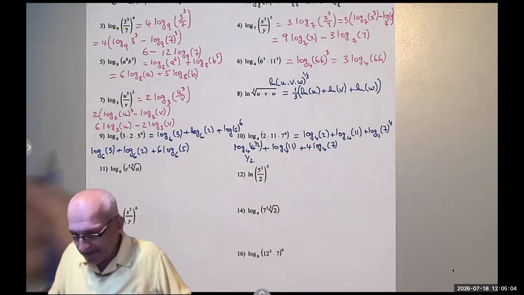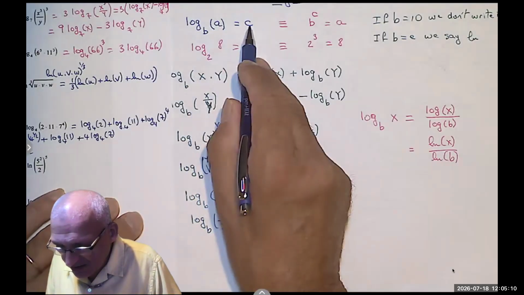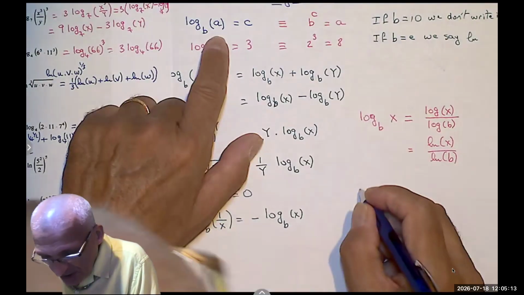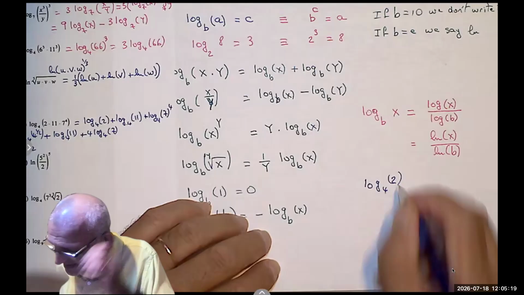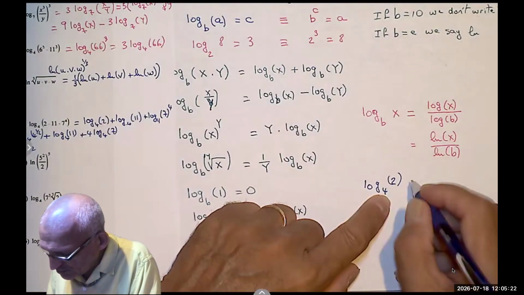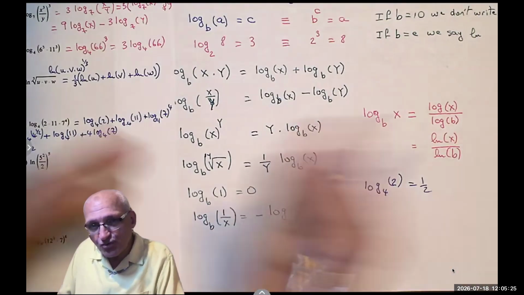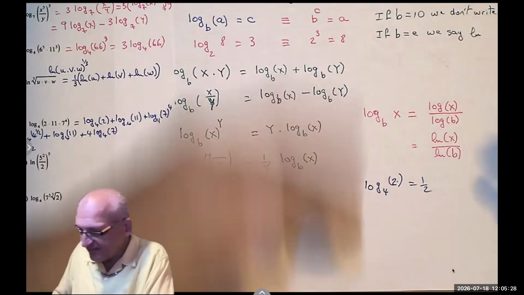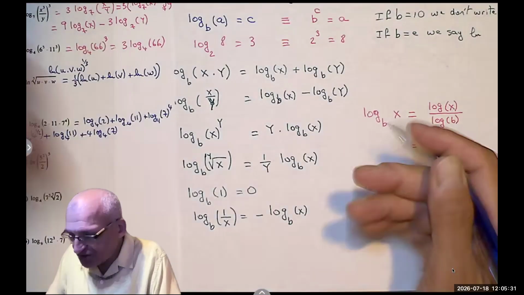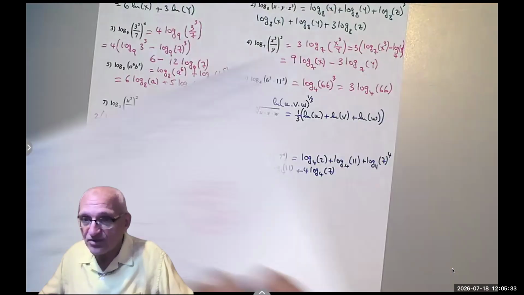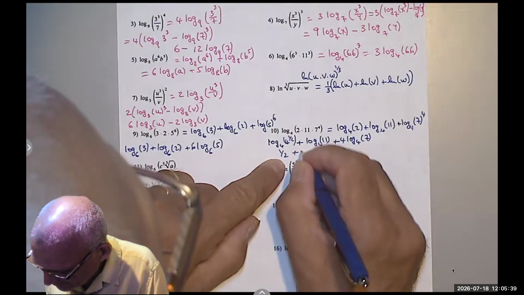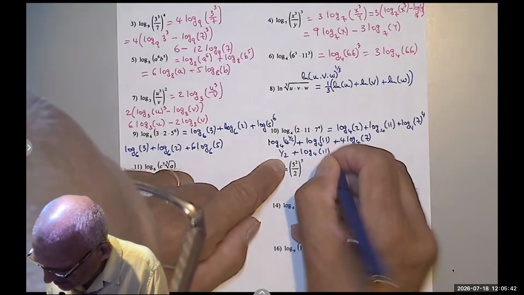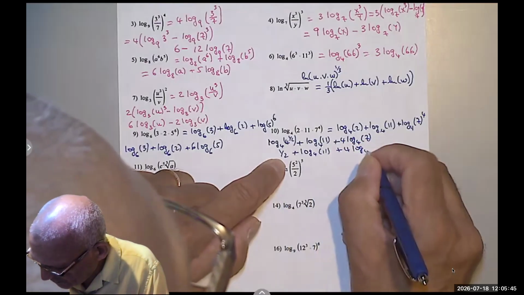Remember here when we said the meaning of log to the base b of a equals c. So if I say log to the base 4 of 2, I'm asking you what power of 4 gives me 2? It's 1/2. But I did it in 2 steps to tell you that 2 is 4 to the 1/2, and to tell you it really doesn't matter which rule you use as long as you use it correctly and in the right place. So that's 1/2 plus log to the base 4 of 11 plus 4 log to the base 4 of 7.